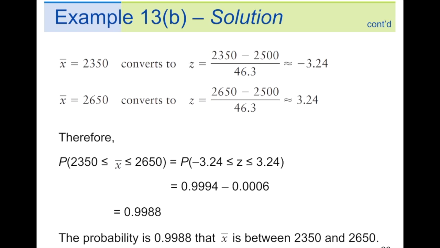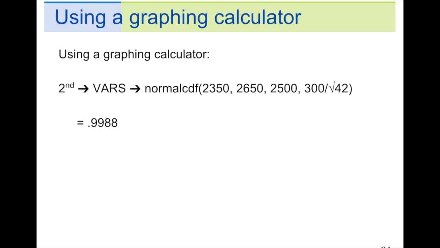So the probability that X bar is between those two numbers is the probability that z is between negative 3.24 and 3.24. So we get 0.9994 minus 0.0006, and we get 0.9988. The probability is 0.9988 that X bar is between those two numbers, 2,350 and 2,650.